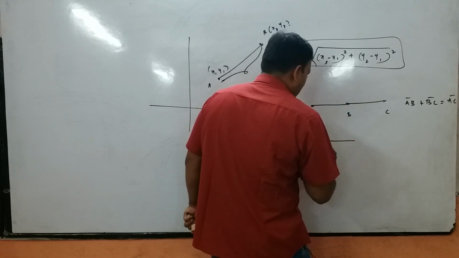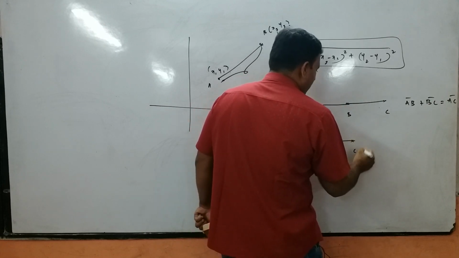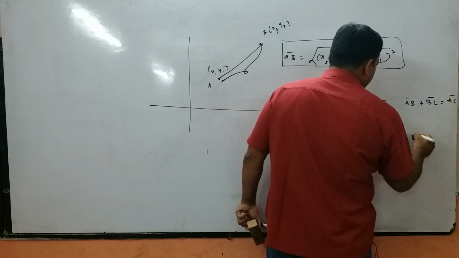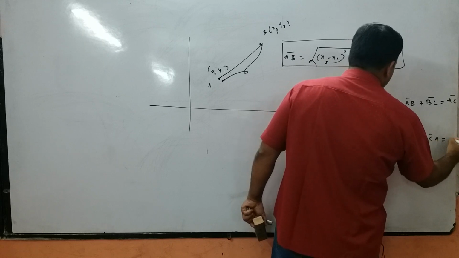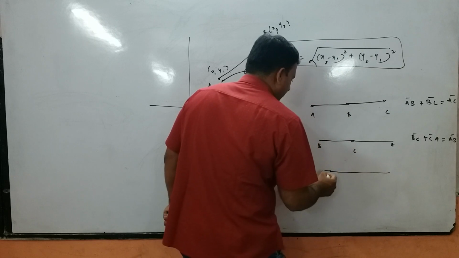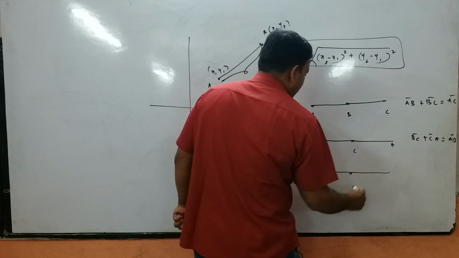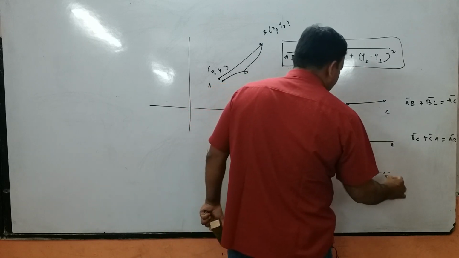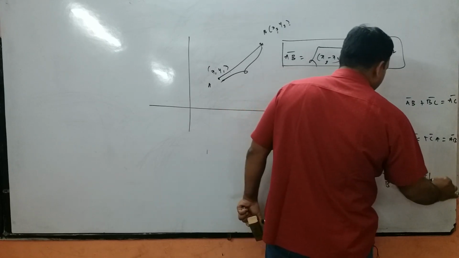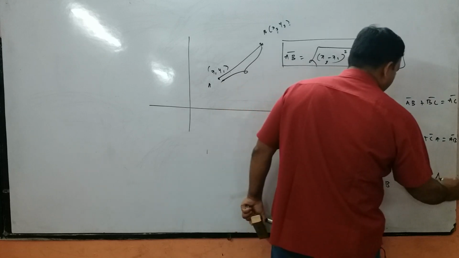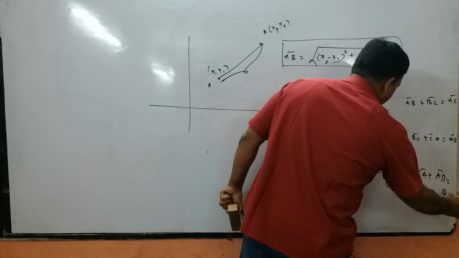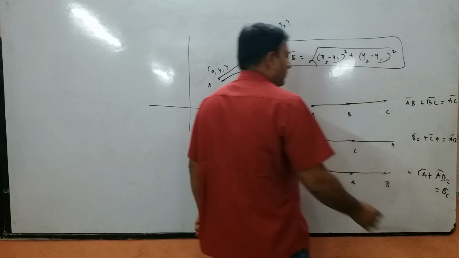Similarly, I will take B here, C here, and A here. In this case, what you can observe is BC plus CA is equal to AB. I can take one more case where I write this as C, this as A, and this as B. Now I can write CA plus AB is equal to what, sir? It is equal to CB or BC. These are the three cases.